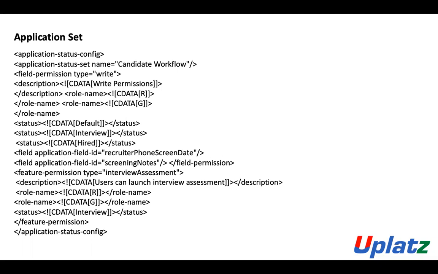It's going to start with an application status config, because it's going to deal with the application status level, and we are going to configure the parameters here. You will go through a couple of metadata tags, where the application status name is configured as a candidate workflow, because it's going to deal with the candidate permission: how the candidate is going to move from one level to another, and what the fields and permissions are that are allowed to do it.